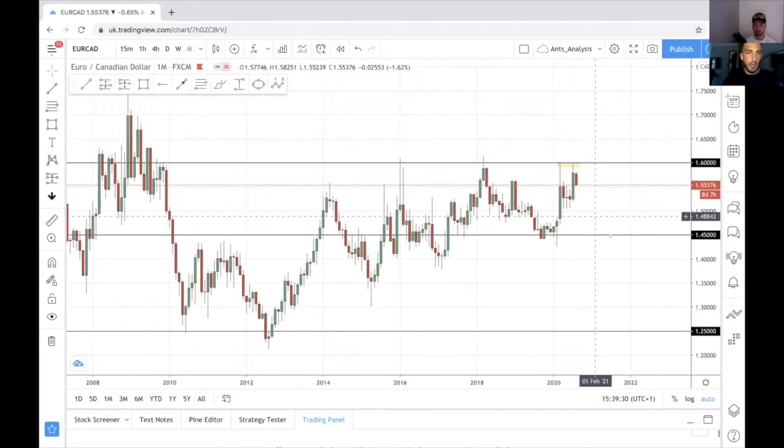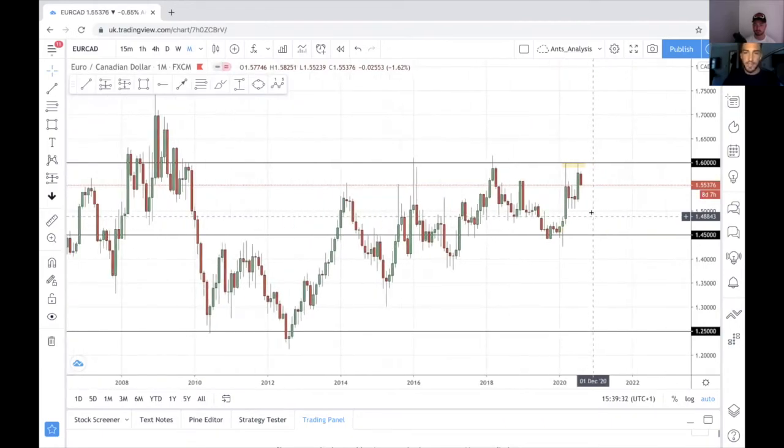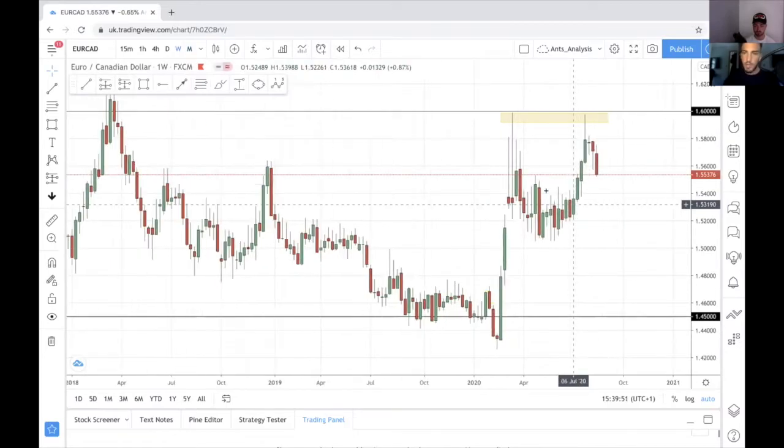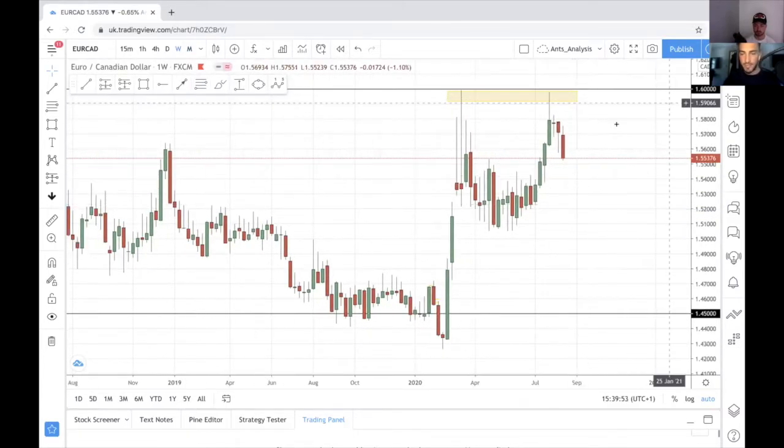Just looking at the monthly market structure, we can see that we are in bullish market structure, making higher highs and higher lows. However, as you can see recently, we have been struggling to break through the resistance level of 1.6. So we can start to say that potentially price is starting to squeeze for a potential bigger push to the downside. Dropping down to the weekly chart, this resistance level of 1.6 is shown more clearly.